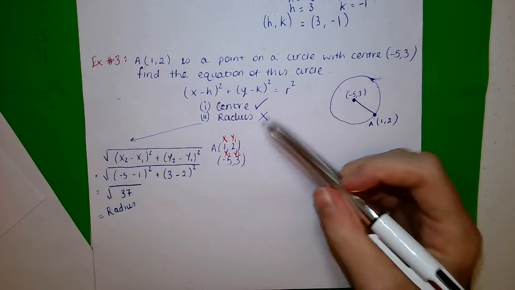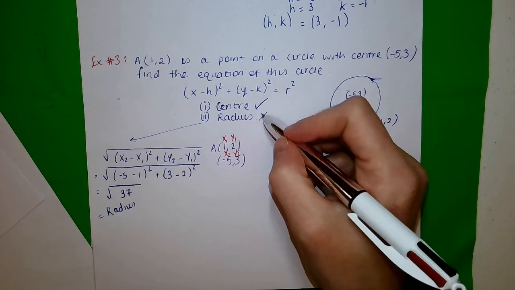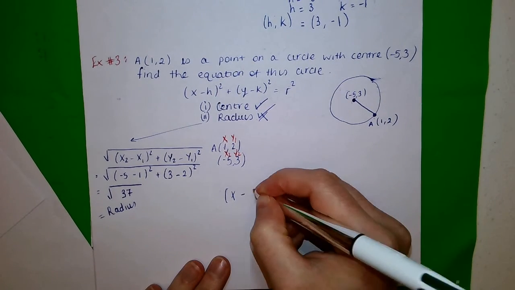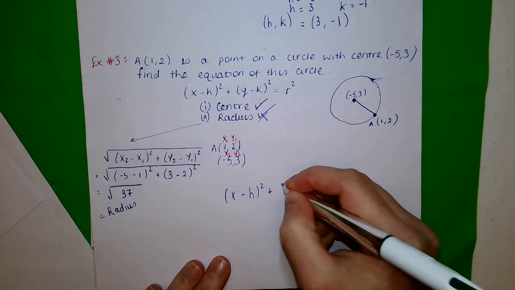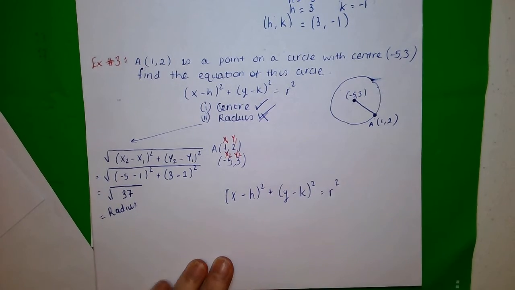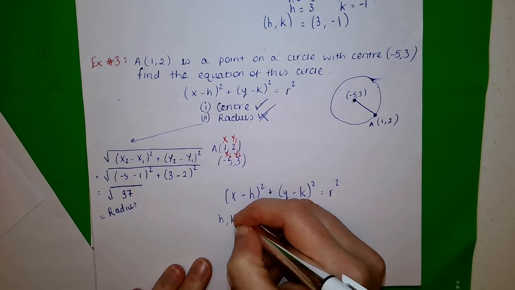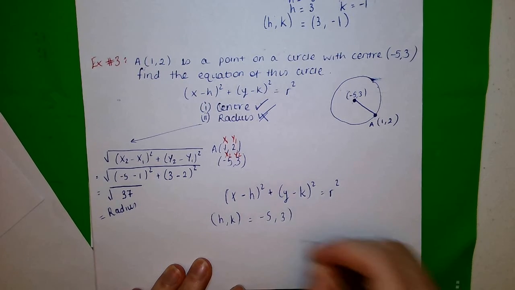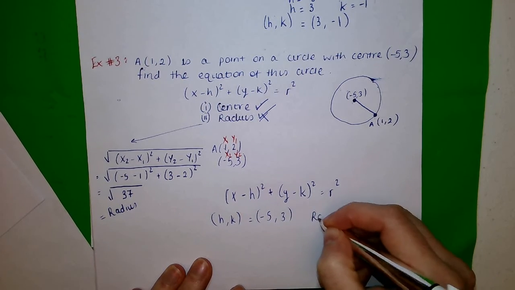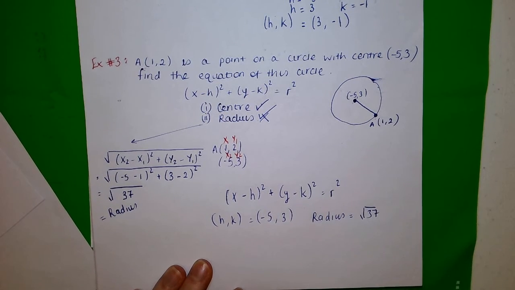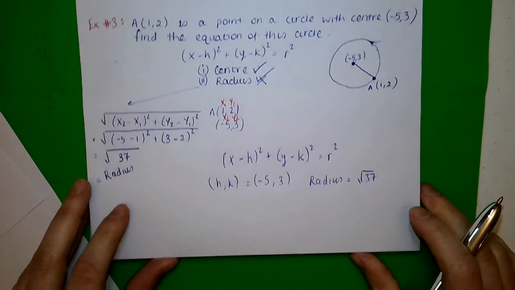So now we go back to the beginning. We have the centre and now we have the radius. We take our formula, (x − h)² + (y − k)² = r², and we sub in the values that we know. We know that (h, k), our centre, is (−5, 3), and we know that our radius r is equal to the square root of 37. So we're going to sub those straight into our formula.